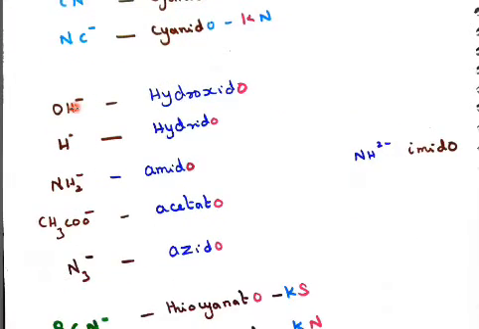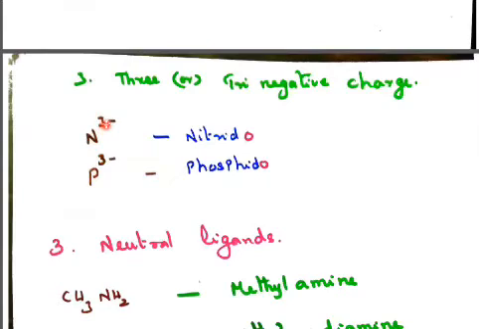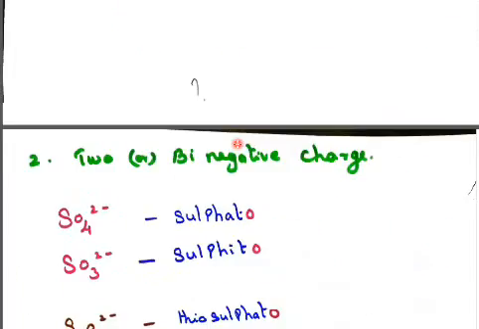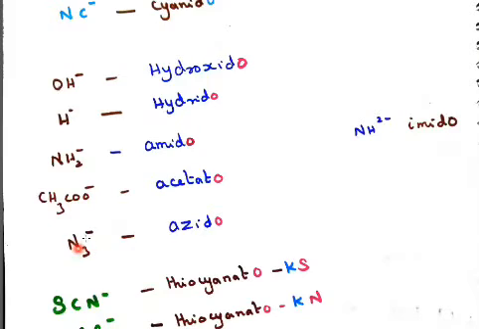Then OH minus is hydroxide, so hydroxido. Hydride ion, hydrido. NH2 minus is amide, so amido, and NH2 minus, the imide, is imido. Acetate ion, so acetato. N3 minus is azide, so it is called azido. But N3 minus as a single nitrogen with 3 minus charge is called nitrido, whereas N3 with the whole charge of minus 1 is azide, called azido.